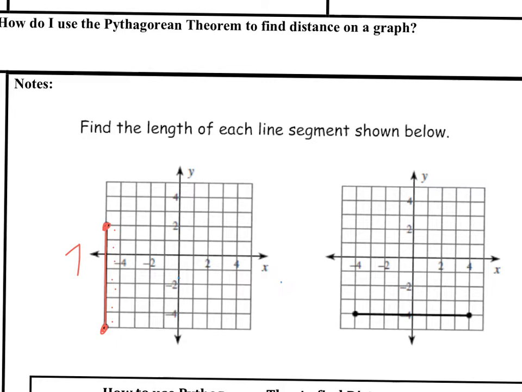The example to the right, I'm going to do the same thing, make it a little bit more noticeable, and then I'm going to count the squares. So I have 1, 2, 3, 4, 5, 6, 7, 8. So my length for this line segment is 8.